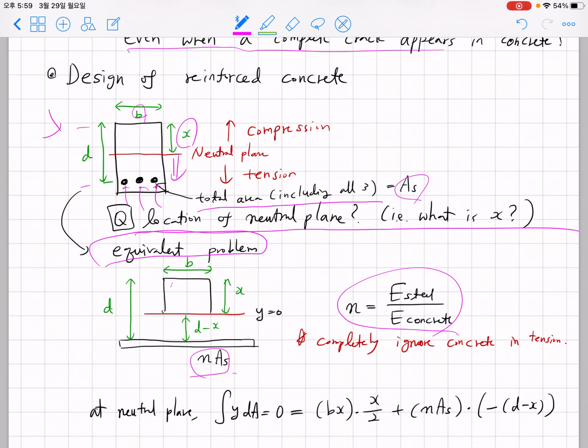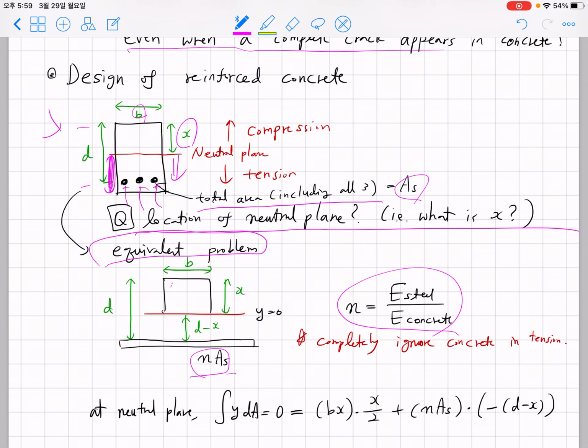Okay, and as you can see, because we are ignoring this part of the concrete completely, we don't have any information about this area. Actually, we don't need it. So, given this equivalent problem, considering zero tensile loading capacity of concrete, we can think about the definition of a neutral plane and try to obtain x. So how can we obtain the neutral plane?